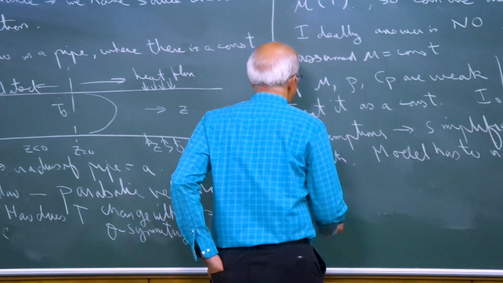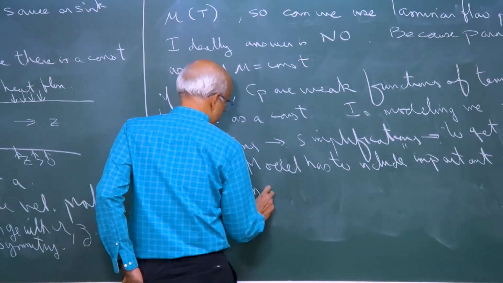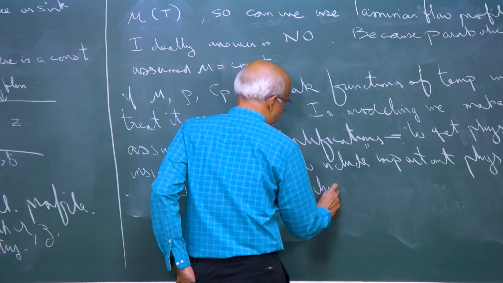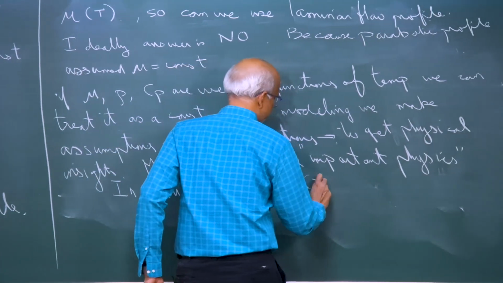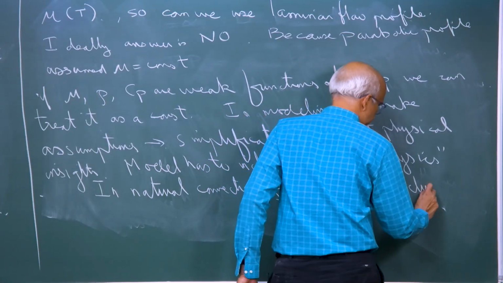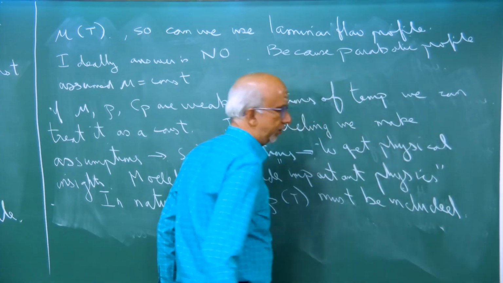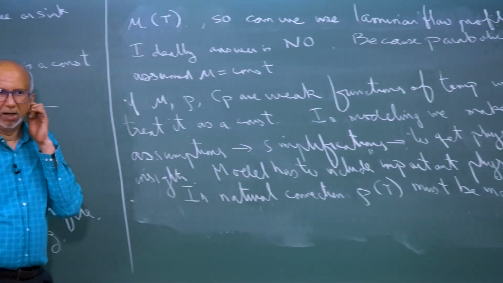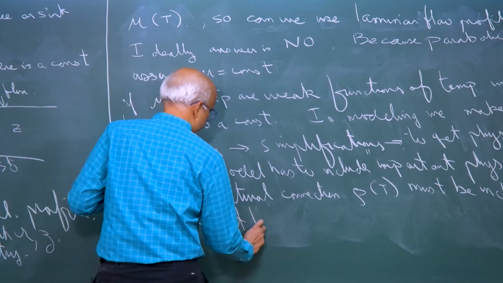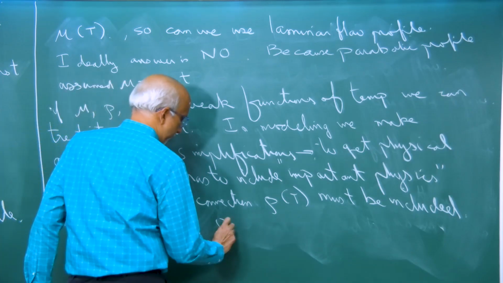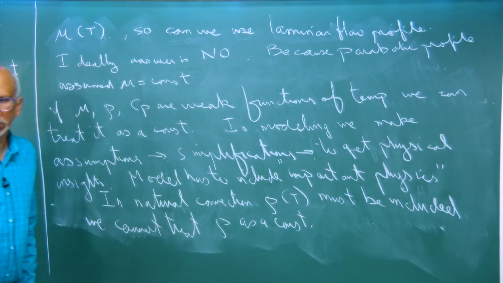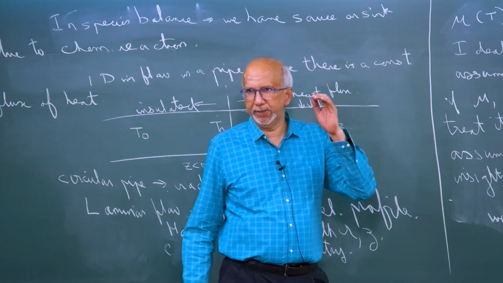So, in natural convection, rho as a function of temperature must be included. We cannot treat rho as a constant. So, depending upon the particular problem you solve, you proceed making assumptions.